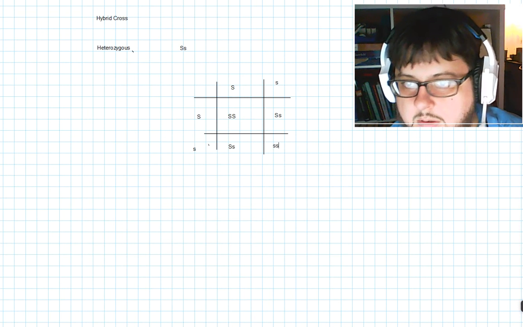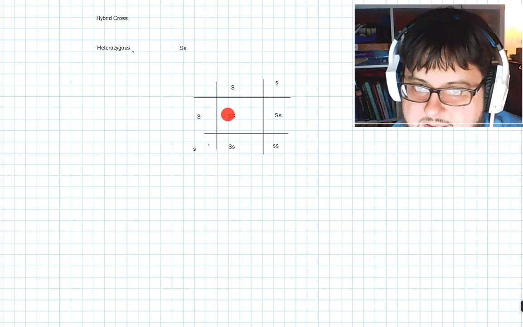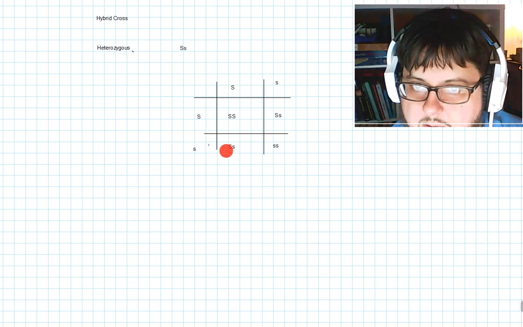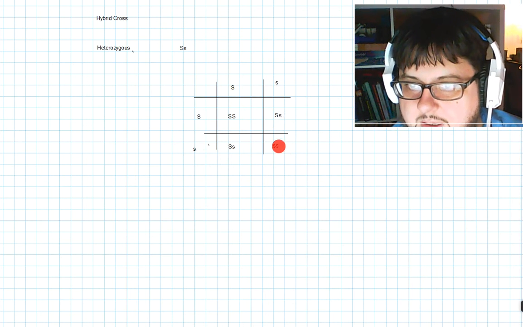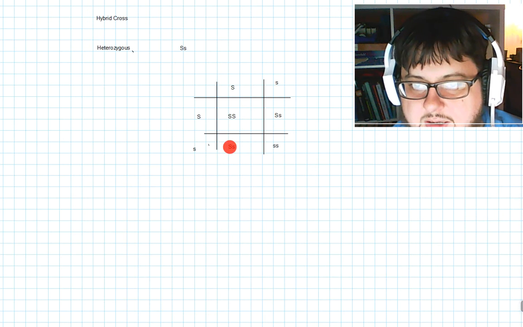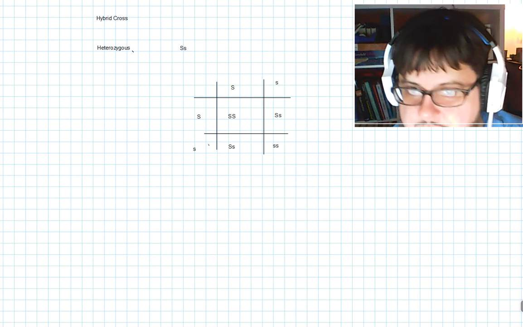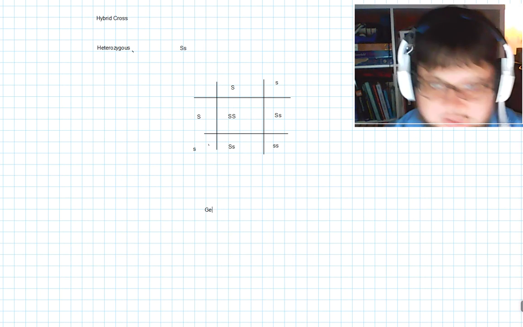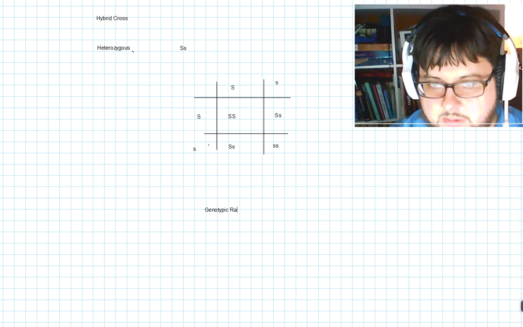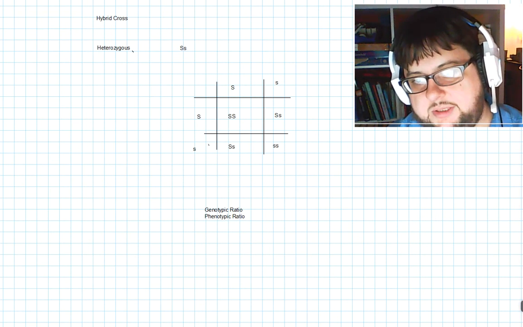here. So you can see that we have this big S carrying down to here and here, and this big S carrying on to here and here, this little s carrying to here and here, and this little s carrying to here and here. What this gives us are two different ratios. We want to figure out what the genotypic ratio is and what the phenotypic ratio is.